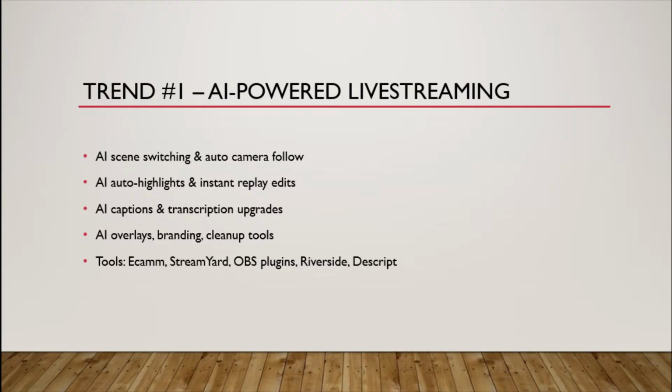A lot of the video editing software let you add your captions and your transcriptions using AI. And of course, you can create overlays and branding with AI, and you can clean up your videos with AI software. Some of the live streaming software that can use AI are Ecamm and StreamYard. OBS has plugins that are added, but it is open source, so it depends on who is interested enough to do the plugins. Riverside and Descript are also all starting to use AI in order to make it easier for you to live stream.